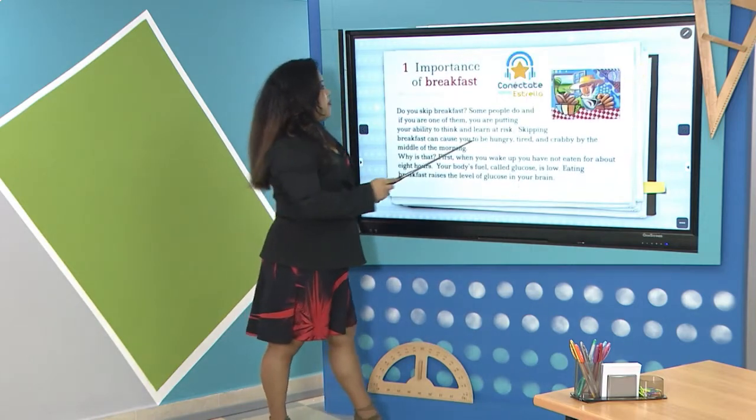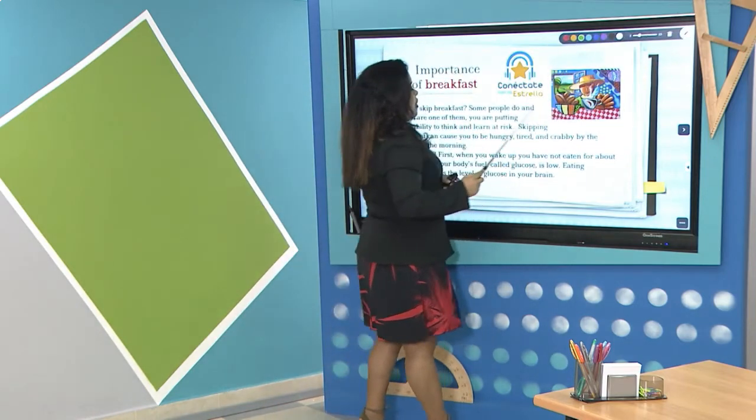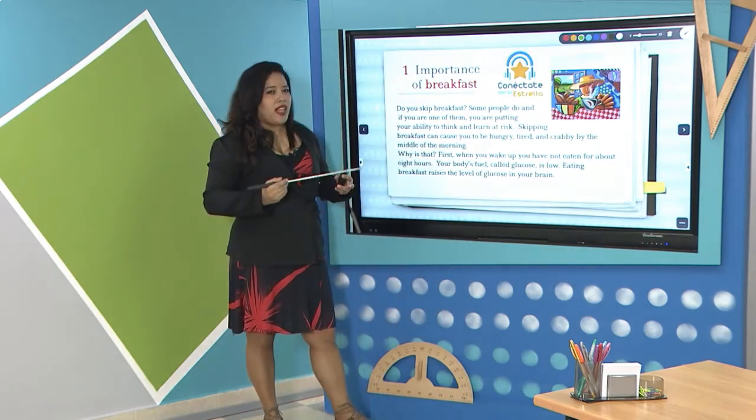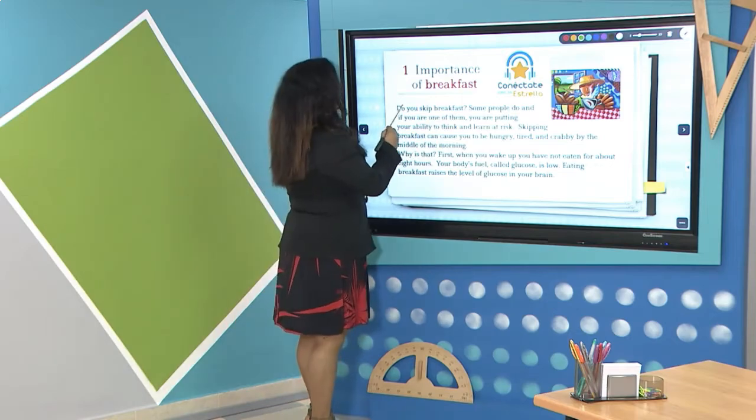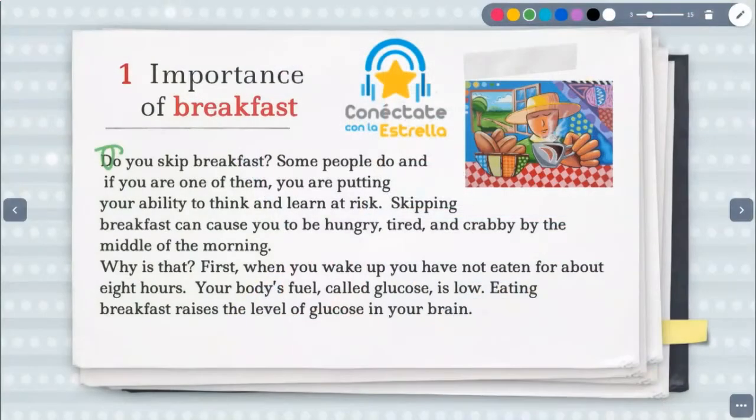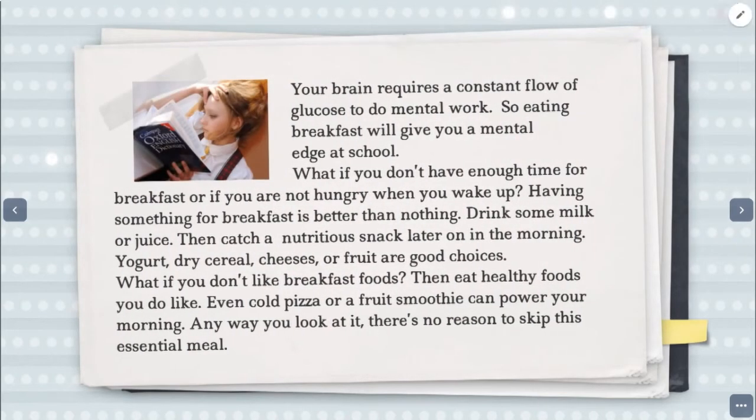Okay, let's review this reading. Circle the words in simple present tense, the verb. Can you recognize them? Do is one. Very good. Are. Skip is another. Think and learn. Very good. What else? Cause. Be. What else? Have. Very good. Rises. Very good. Let's see here, the second page.